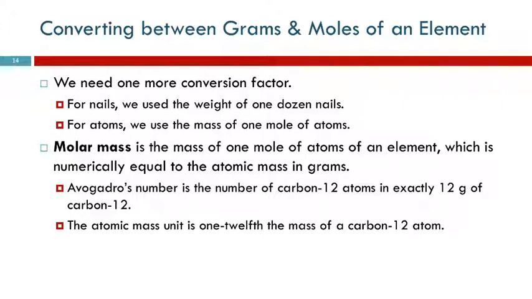It's not a coincidence that those numbers are exactly the same. They set up the definitions of mole and atomic mass units in such a way that that would happen, because it makes things really convenient. So Avogadro's number is the number of carbon-12 atoms, that's the particular isotope of carbon that has 6 neutrons and 6 protons, in exactly 12 grams of carbon-12. So an atomic mass unit is 1/12 the mass of a carbon-12 atom.